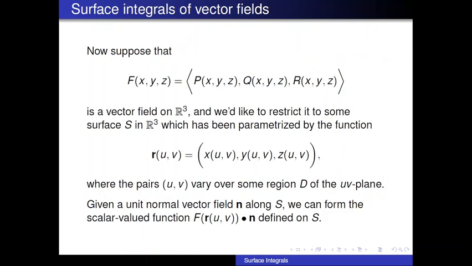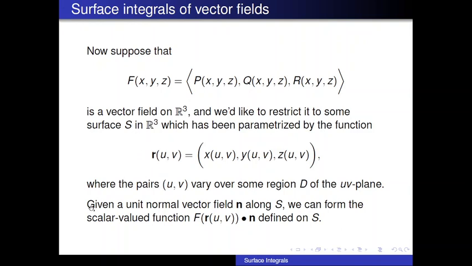So now that we've got all of that information, let's get the formula for the surface integral of not a function, but a vector field. Let's suppose that we have a vector field on space that's given to us by P of xyz in the first component, Q of xyz in the second component, and big R of xyz in the third component. And we'll restrict that vector field to just the surface S, which has been parametrized by the function r of uv.